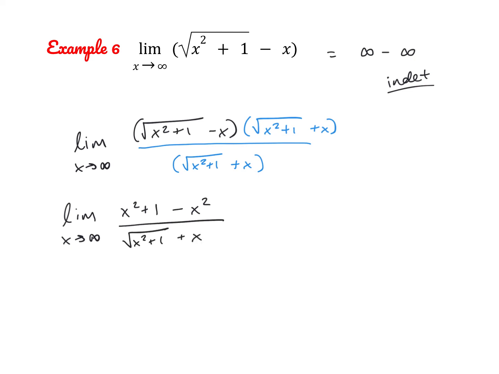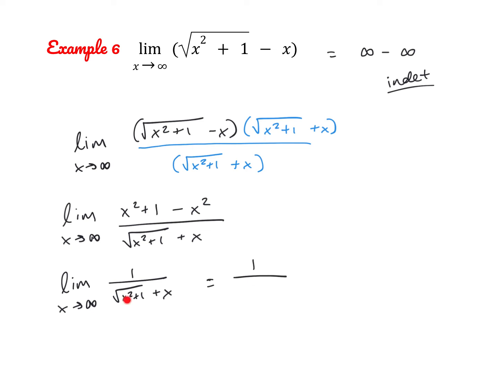Okay, and then if we simplify our numerator, what we have left is simply 1 over the square root of x squared plus 1 plus x. So now we can try evaluating this limit. So our numerator will just keep approaching 1.